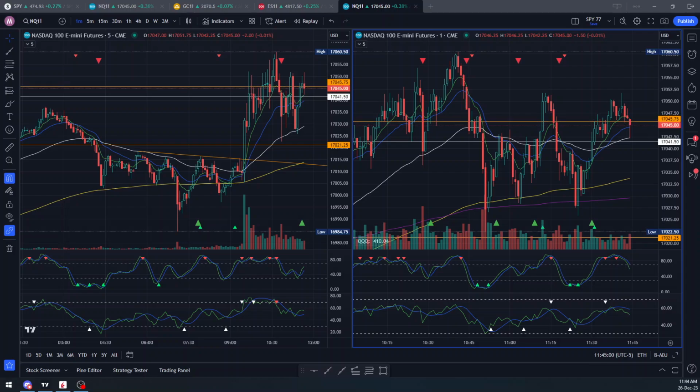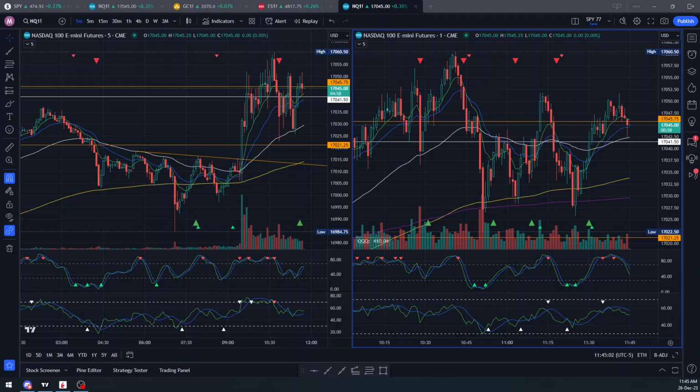And what I'm looking for right now is for SPY basically to have a breakdown of the 20 EMA on SPY. So this is the chart I'm telling you guys about. Let's just load it. Give me a second.